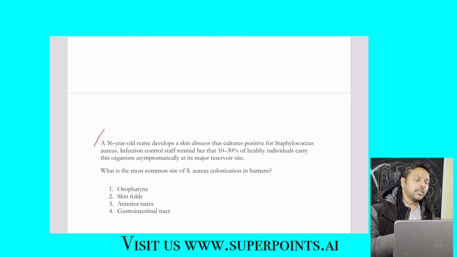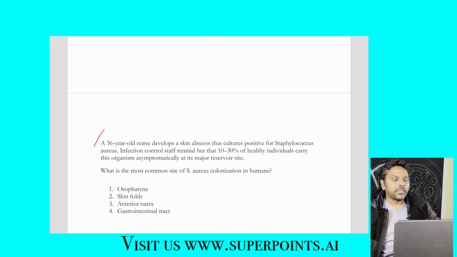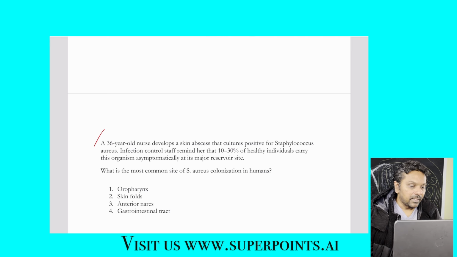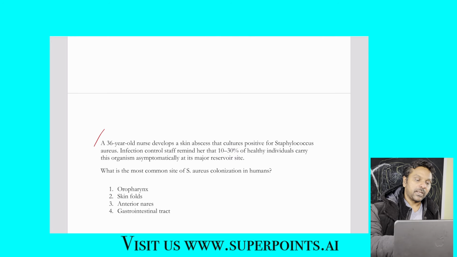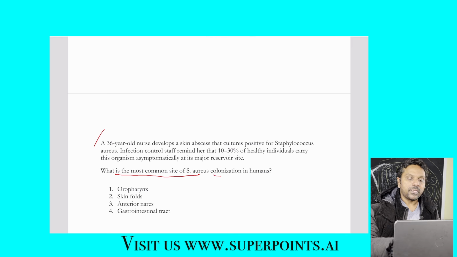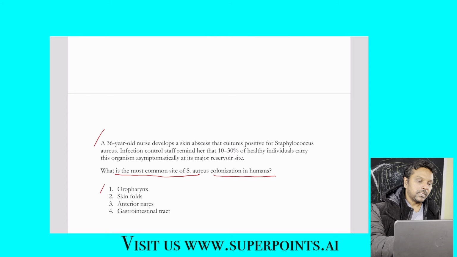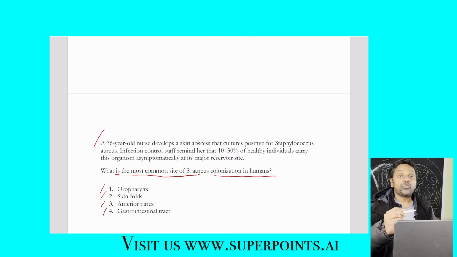Next thing, a 36-year-old nurse develops a skin abscess that cultures positive for Staphylococcus aureus. Infection control staff remind her that 10 to 30% of healthy individuals carry this organism asymptomatically at its major reservoir site. What is the most common site of Staph aureus colonization in humans? All right, this is a very straightforward question. The most common site of Staph aureus colonization in humans. You have 4 options. Choose the right one.